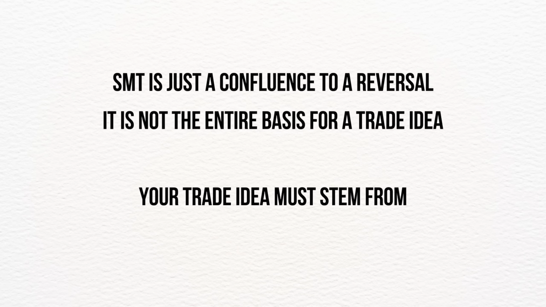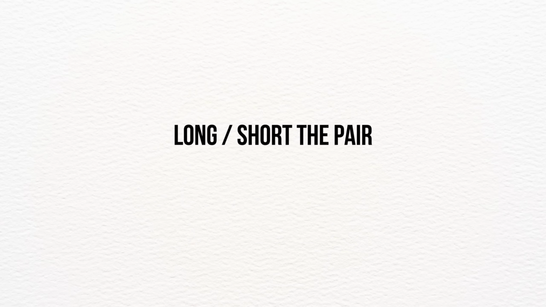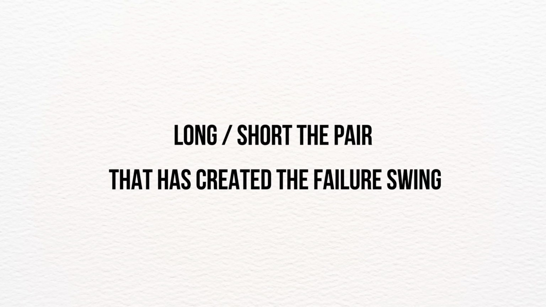Your trade idea must stem from a higher time frame point of interest, and if we happen to see SMT, then great, that's awesome. We can now use it to determine which closely correlated asset we want to trade. This is how we find relative strength. So what we want to do now is long or short the pair that has created the failure swing, as it is the relatively stronger or weaker asset.